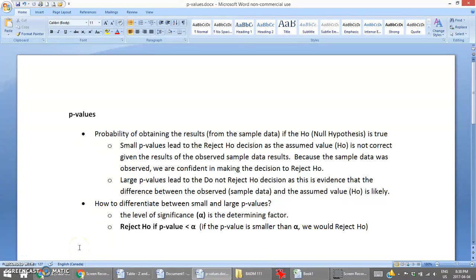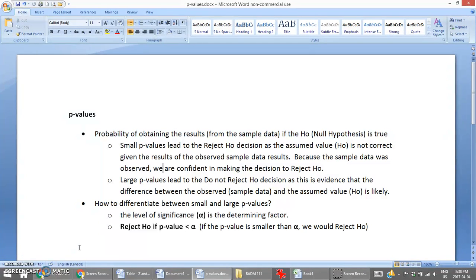Hello students. In this video we're going to look at p-values, what they mean and how we can use them in hypothesis testing. First of all, as outlined in the course package, a brief explanation of p-values.